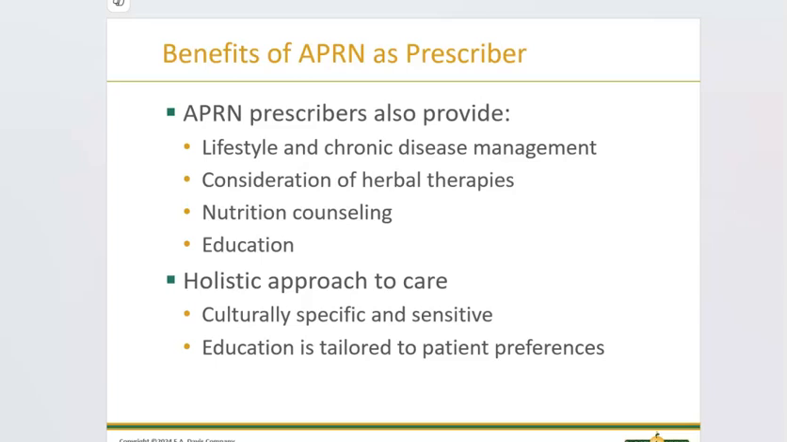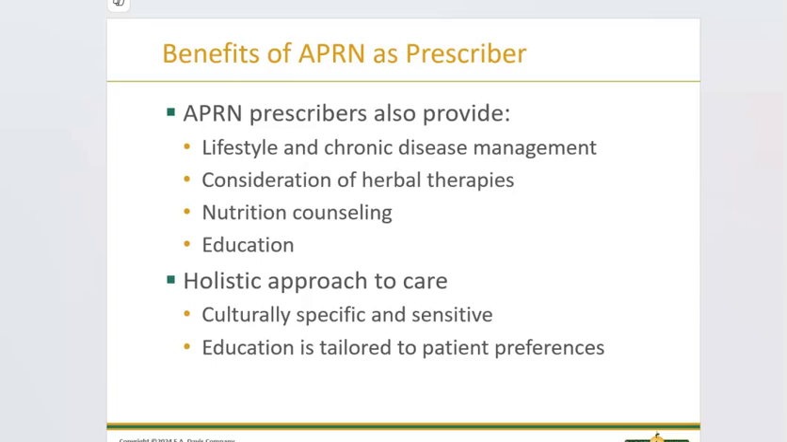The benefits of having an APRN as a prescriber include that we can be really effective at lifestyle and chronic disease management for a variety of reasons. Oftentimes, again, we have great communication, and we can develop a better therapeutic relationship with our patients, maybe more quickly, or we're pretty good at it, to get their buy-in. We tend to be, again, more holistic, and so oftentimes nurse practitioners are more willing to consider herbal therapies. We understand the importance of nutrition counseling and the education of the patient.